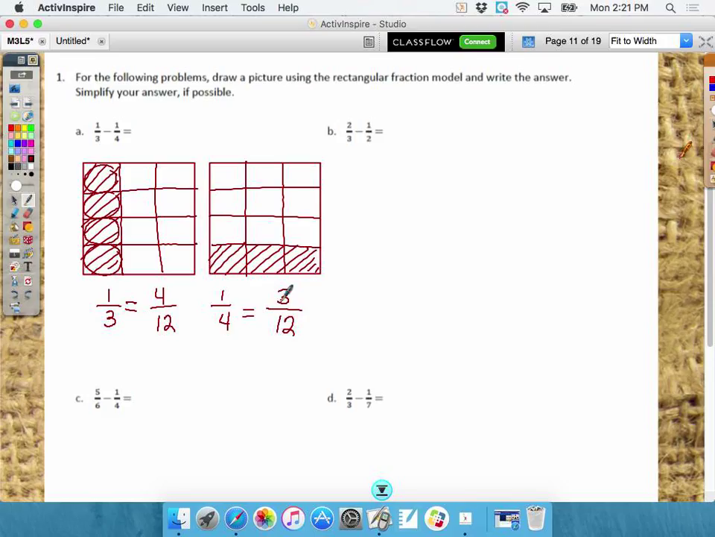Here's what some kids are skipping. 4/12, and we're subtracting today. Subtract 3/12 equals 1/12. Now, remember back to that whole 5 or 6-year-old thing we were talking about?